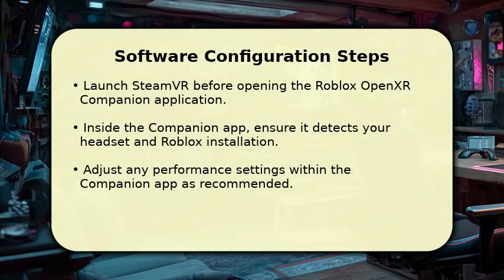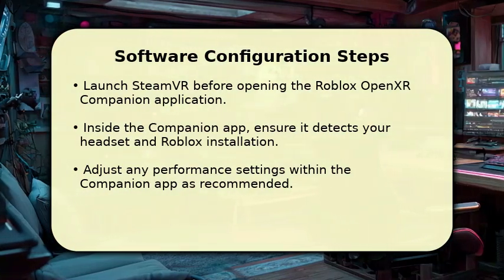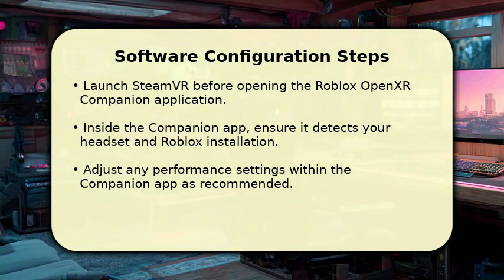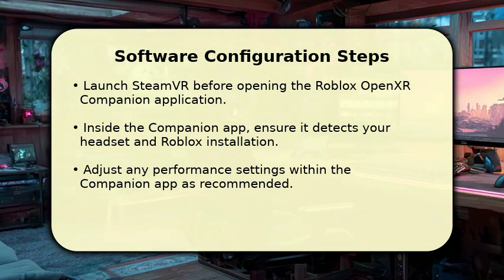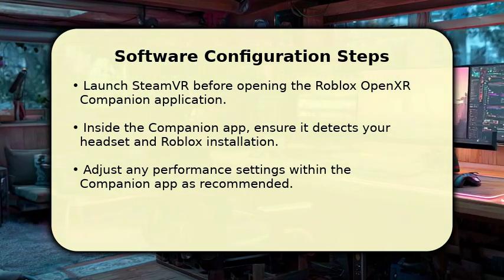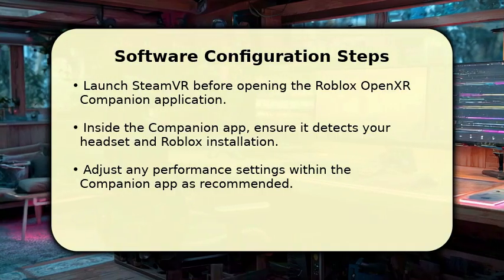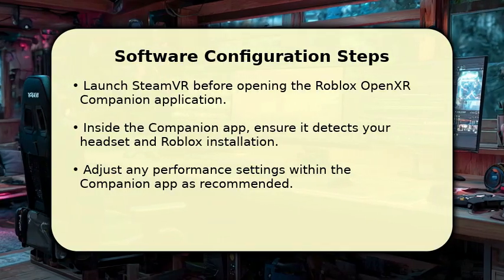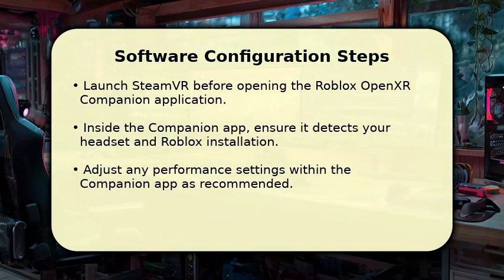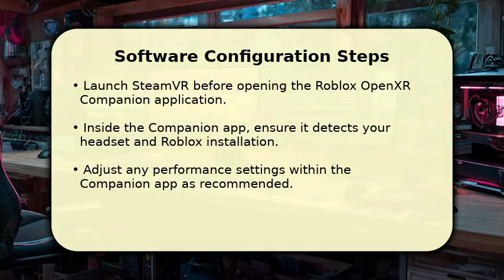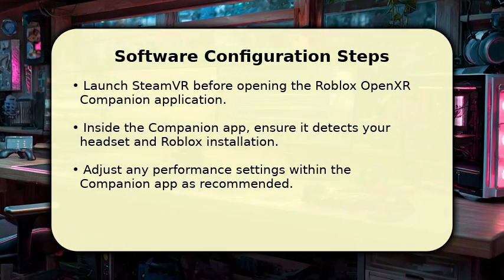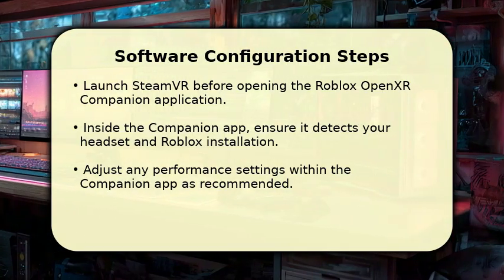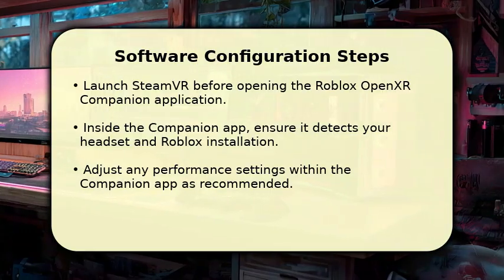With the software installed, first launch Steam VR and allow it to fully initialize your Valve Index headset. Then, open the Roblox Open XR companion application. It should automatically detect your Steam VR environment and Roblox installation. Within the companion app settings, verify that your headset is recognized and the status indicates readiness. You might find options for adjusting render resolution or other performance tweaks here. Keeping them at default for your first run is often advisable for smoother gameplay.